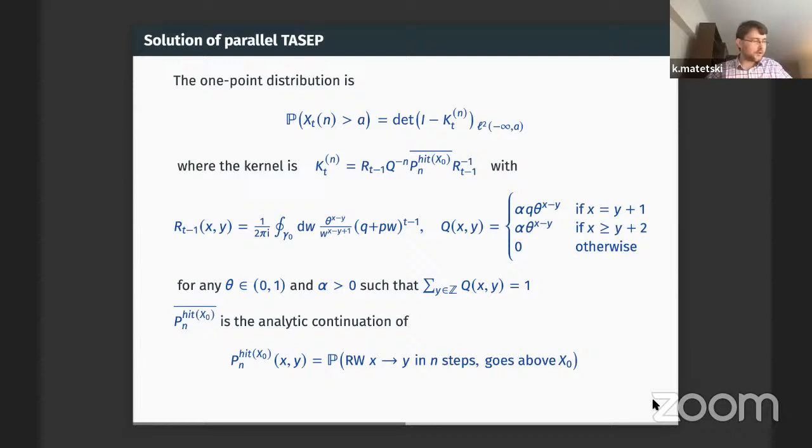So for all other models, the kernel in the Fredholm determinant has kind of the same structure, but the operators R on the left and right are more complicated. And then the random walk which is involved is also more complicated.